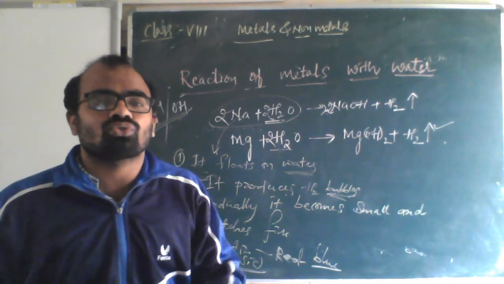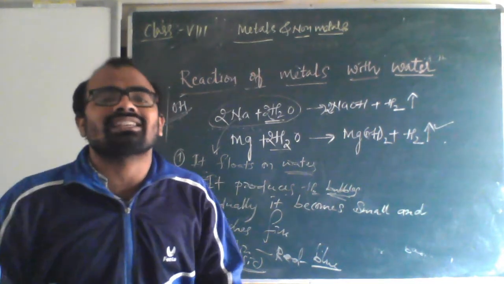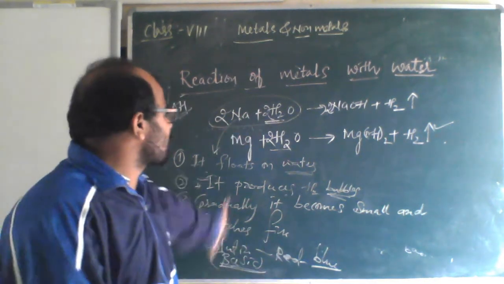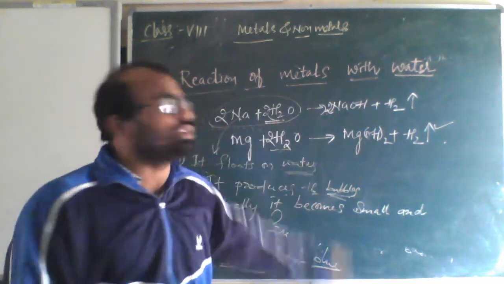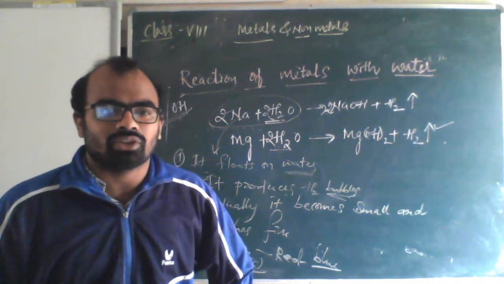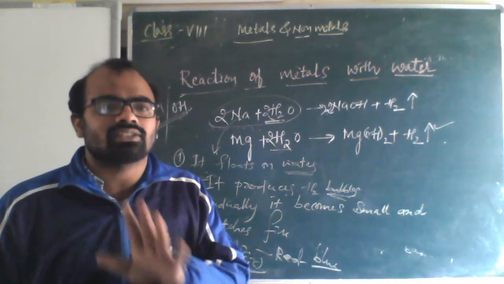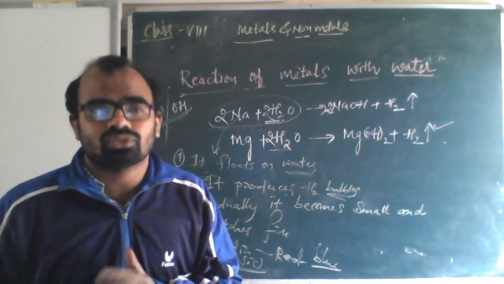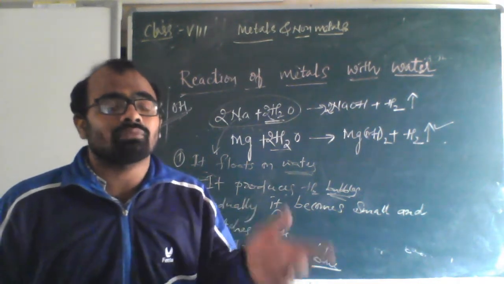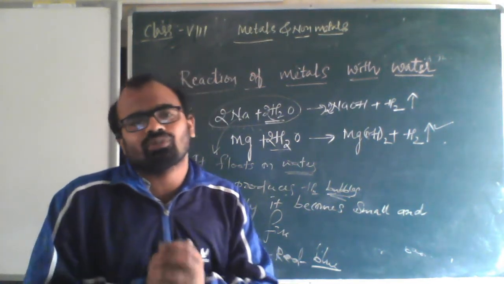So 2Na plus 2H2O will give 2NaOH plus H2. H2 is a gas, so the upward arrow shows it is liberated. Okay, so here Na and potassium we can use. Same reaction we can write with potassium also. In place of Na, you just have to write K. K is the symbol of potassium. Na is the symbol of sodium. Na means natrium, the Latin name, that is why Na. K is kalium, the Latin name of potassium. So you don't worry too much about that.